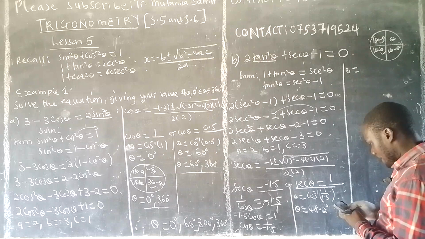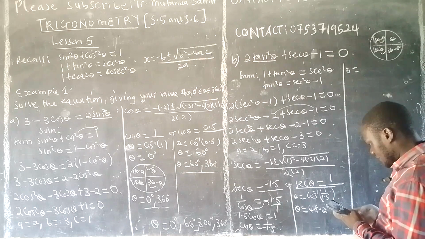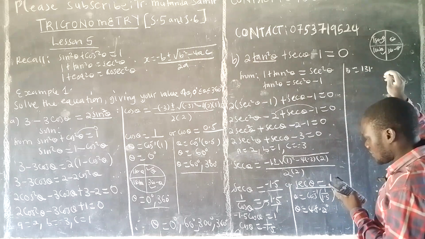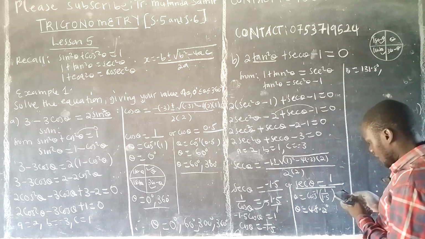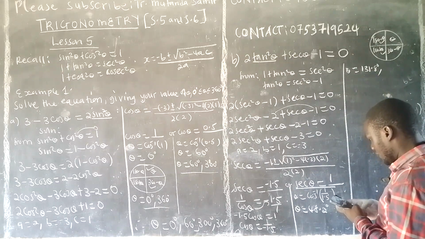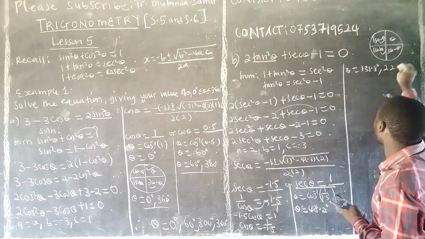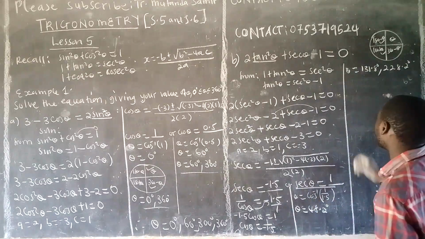So here we shall say 180 minus that answer. So it will be 131.8 degrees. Now 180 plus that, so 180 plus 48.2 will be 228.2 degrees. We have the answers for that. Then let's come to this.